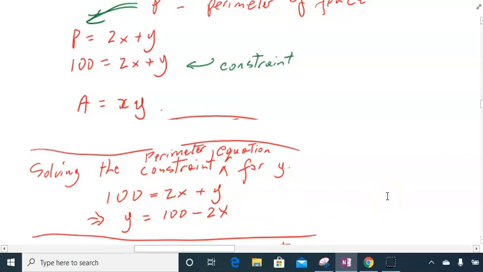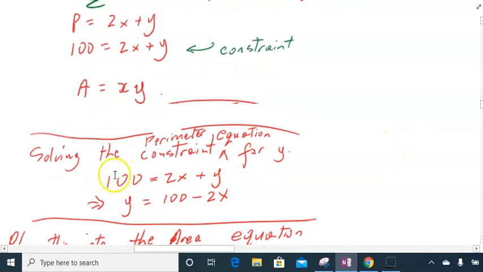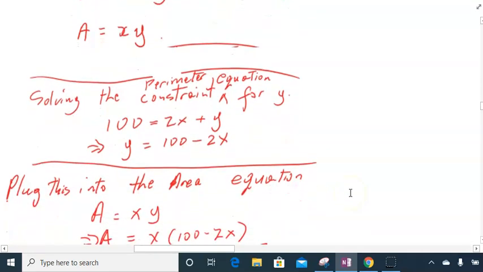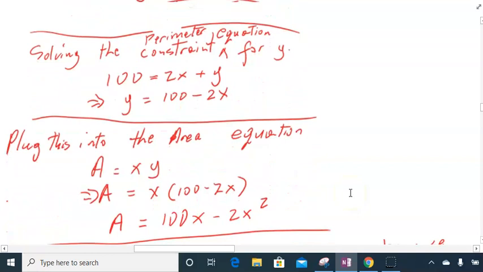Could you have solved it for x first? Yes, you could, but we try to go with any variable that is easier to solve for. And since there was already only one y here, it's probably easy to do that. Okay? Then 100 will be equal to 2x plus y implies that y is equal to 100 minus 2x. Just doing a little bit of algebra there.